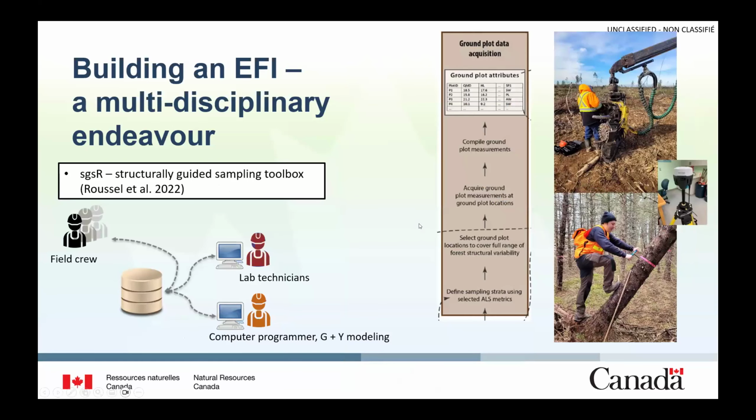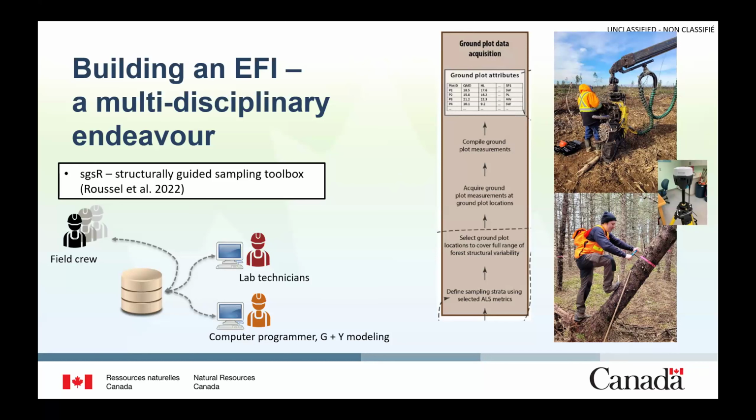So now we're going to move on to our ground truths, because we're trying to tie ground truth to remote sensing data in order to develop our spatially explicit attributes at a large scale. And before you can send people out into the field, you need a sampling design. So here I have listed the SGS-R package, which is again an open source R package that helps structurally guide your sampling based on what your needs are.